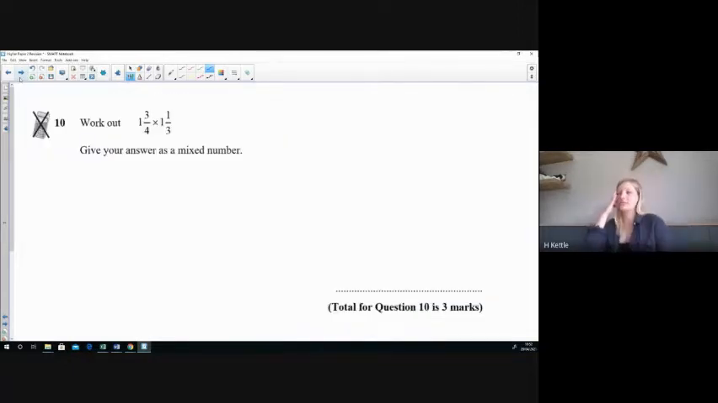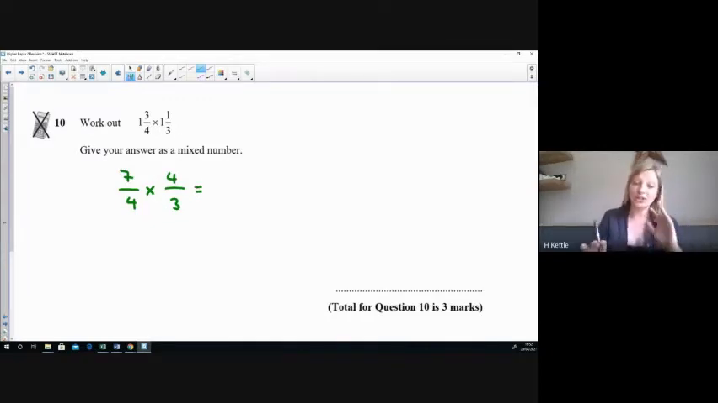Okay, question 10. Work out this multiplication of fractions. Give your answer as a mixed number. So with fractions, we want to make them both top heavy to be able to do it. To do that, we do big times bottom, add on the top. So the whole number multiplied by the denominator, add on the top. So 1 times 4 is 4, add 3 is 7 over 4, times by, and then 1 times 3 is 3, add the 1 is 4 out of 3. So notice that the denominator, the bottom number, stays the same on both.